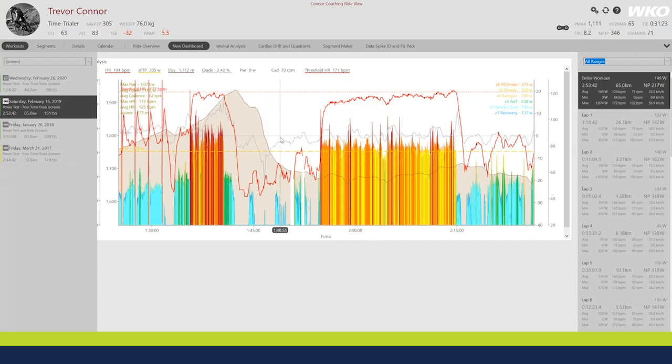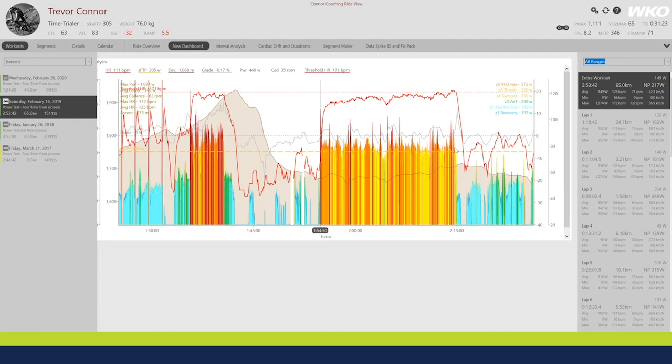And this shows that. So you can see over here, here's my 5 minute effort. It's all over the map. You can see I was struggling. I never really touched threshold heart rate. That was about it. But look at my 20-minute effort. Again, you can see all these little spikes and efforts. This is not as steady an effort.